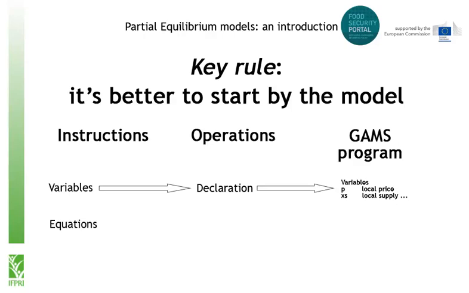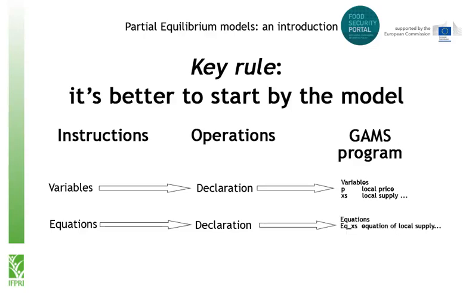The second part of phase 2 concerns equations. So first you have to declare the equation. You use the instruction equation, which explains to GAMS that you will have a certain number of equations, and after equations, you have the name of the equation. So here EQ_XS is the name of an equation, and you have again a short text which explains what this equation consists in.